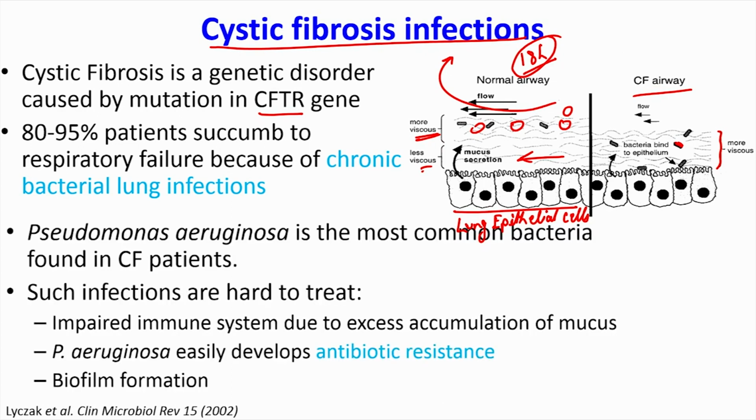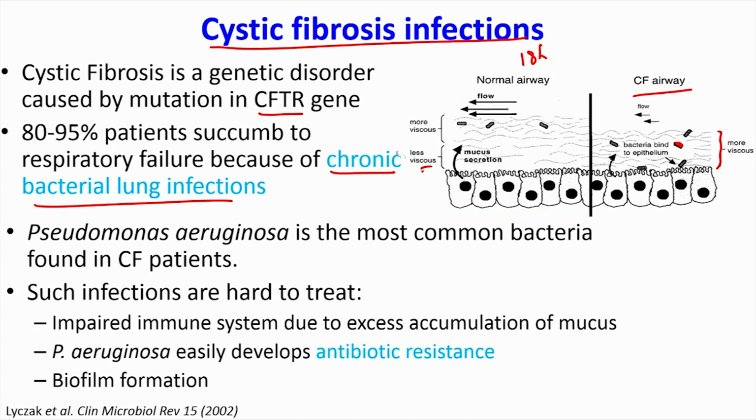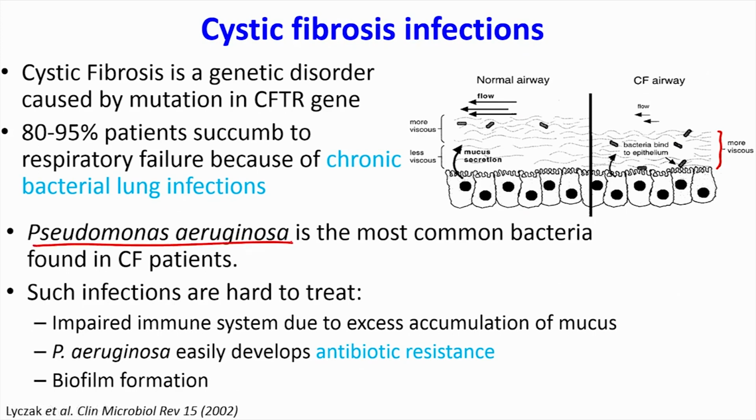As I said, one of the major targets is this bacterial lung infection, and among the bacterial infections seen in this disease, there are many types of bacteria that start to colonize your lung, but the most common and most pathogenic bacterium in this case is Pseudomonas aeruginosa. It is a gram negative bacterium that colonizes your lung if you have cystic fibrosis, and such infections are actually very hard to treat.